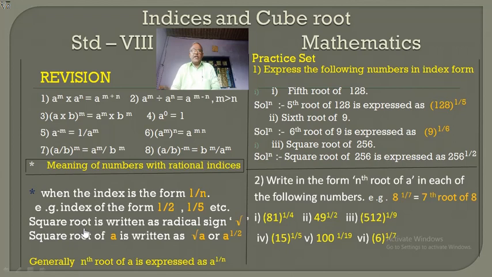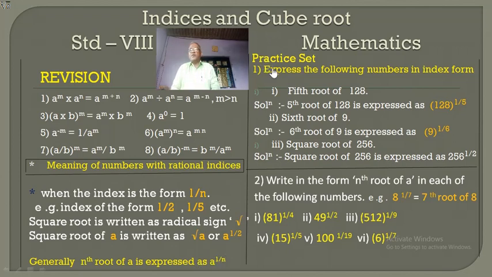Square root is written with a radical sign like this. Square root of a is written as under root of a or a raised to 1 upon 2. Generally, the nth root of a is expressed as a raised to 1 upon n.